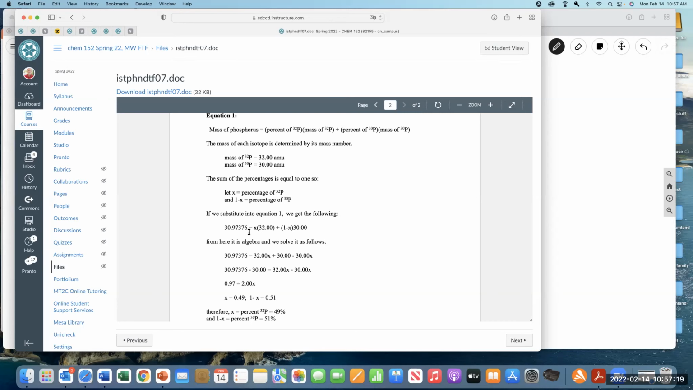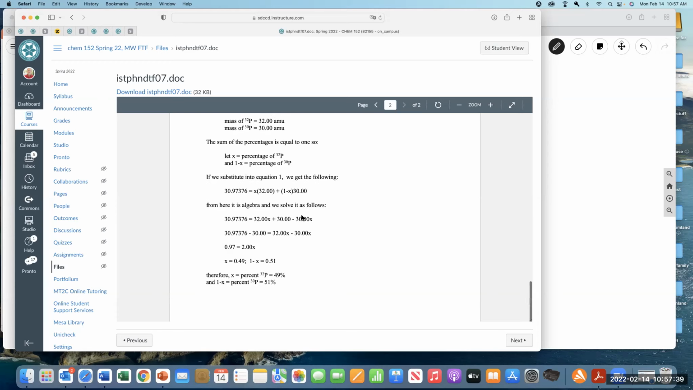Then if we plug these into this equation up here, 30.97 was the average. The percent of the 32 we called X. Doesn't matter which one you call X, and the mass was 32. The percent of the 30 here was 1 minus X, and the mass of the 30 was 30. And then this is the algebra. Okay, doing the math. There. And so X would be 40.49. X was the P32. And then 1 minus X is 51.